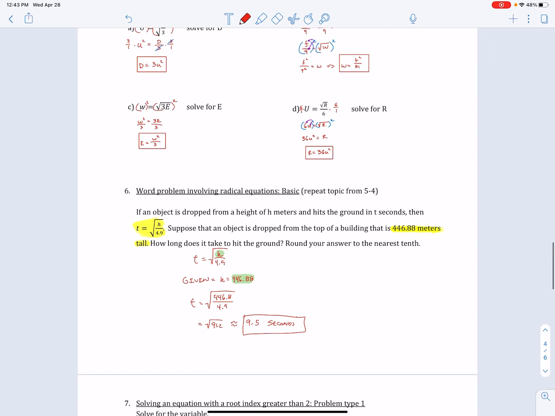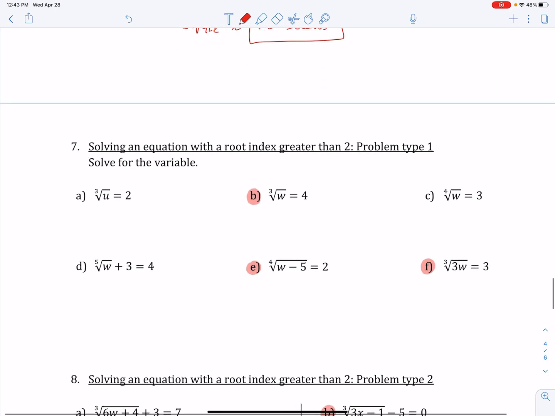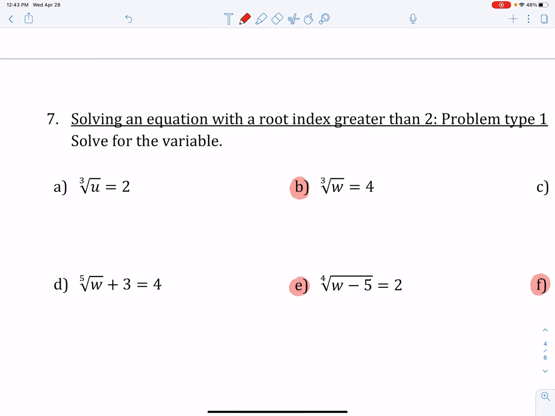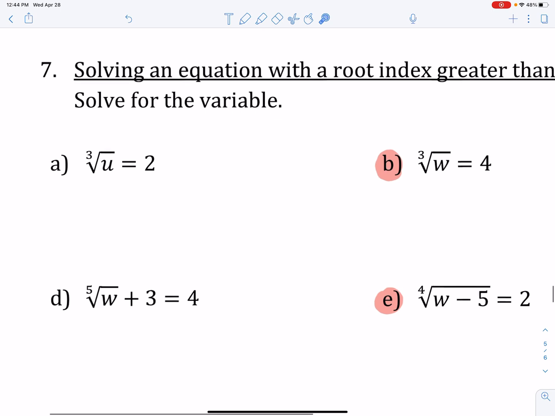Okay. So number 6. All right, we're almost done here. One more page. Well, I'm almost done. You've got a lot to do on your own. But solving an equation with a root index greater than 2, problem type 1. So meaning our roots are going to be everything basically greater than 2. So it's going to be like 3, 4, 5, etc. So we're going to do this the exact same way as what we've done before. To get rid of that cubed root, I'm going to raise to the power of 3 on both sides.